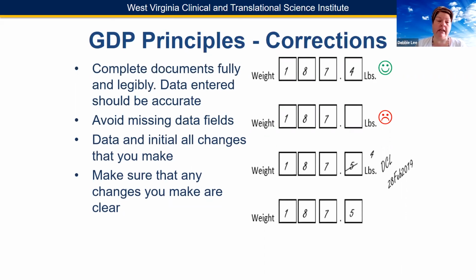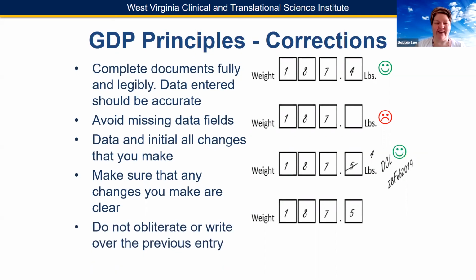Date and initial all changes that you make. So there I inadvertently wrote a 5, I meant to write a 4. Once again, this doesn't require a statement because I'm just writing the number above it. And once again, making sure it's clear. I'm not going to scribble over that 5. I'm not going to try to write a 4 above it, on top of it, I should say. So making sure everything's clear.